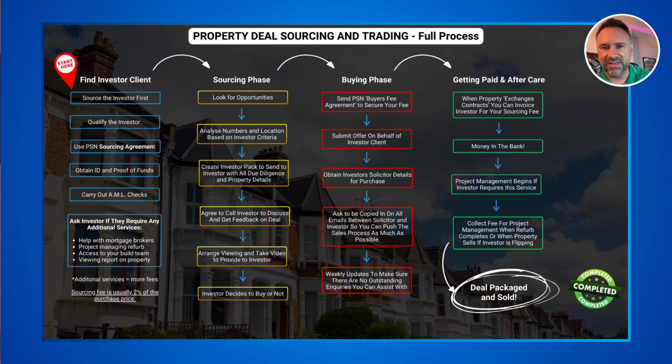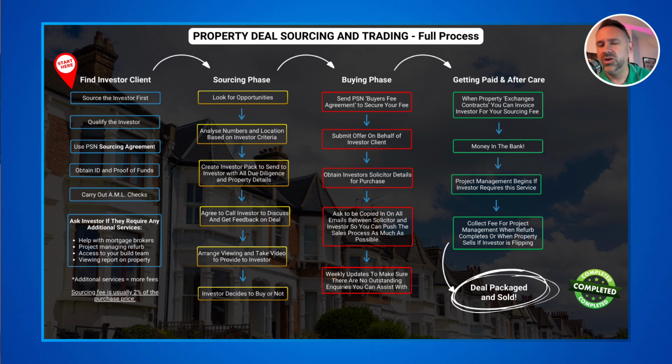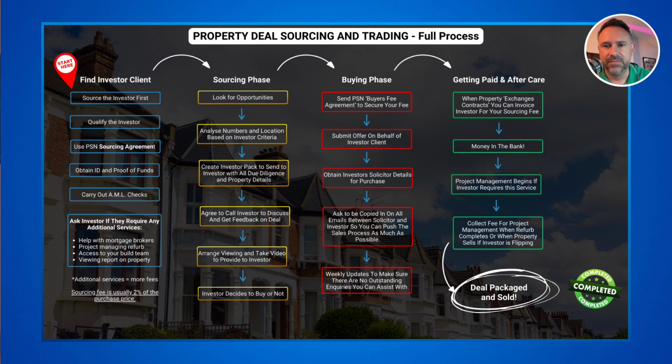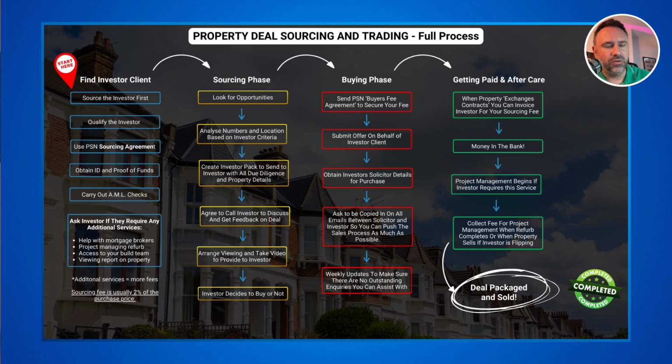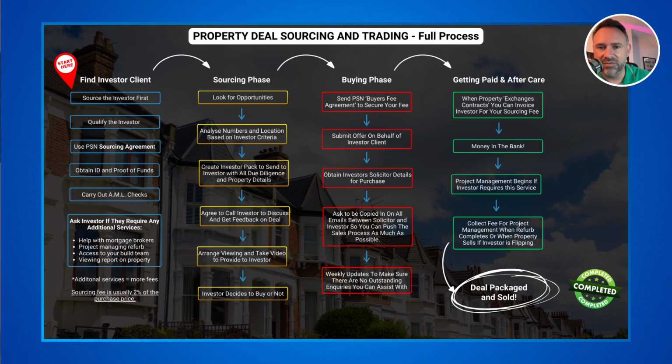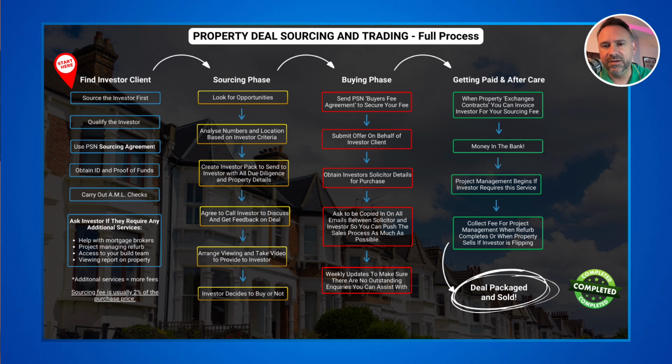Because we don't use NDAs. Do not use non-disclosure agreements. NDAs, do not use them for sourcing. You need to use these contracts that we provide. Next up, we've got submit the offer on behalf of the investor client. So if you're going through an agent, or if it's direct to vendor, you're going to submit the offer to the vendor or the agent at this point.